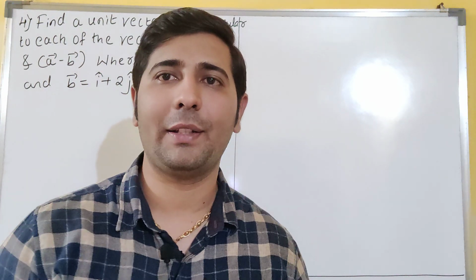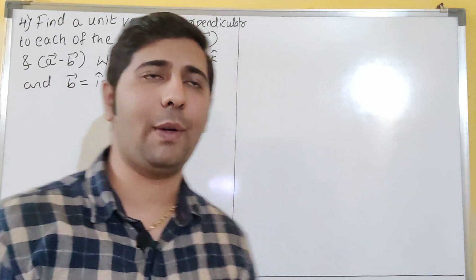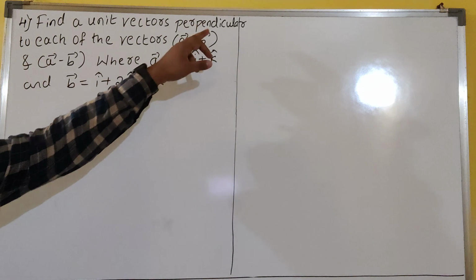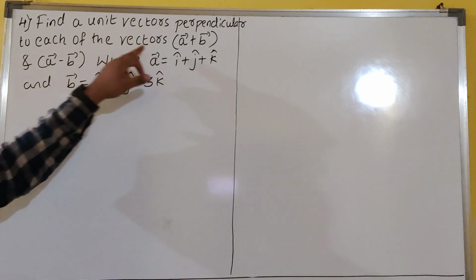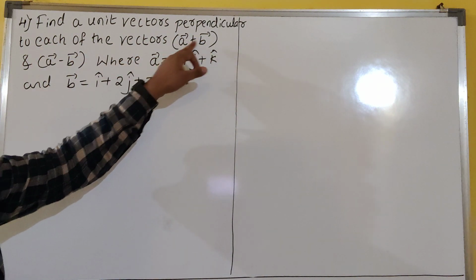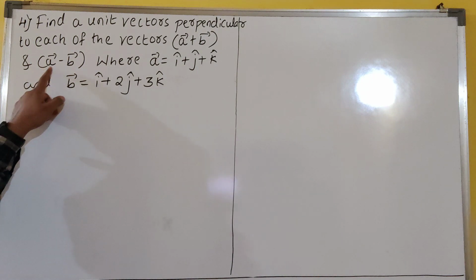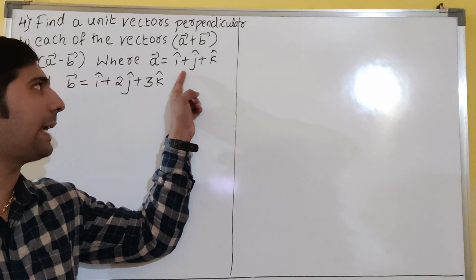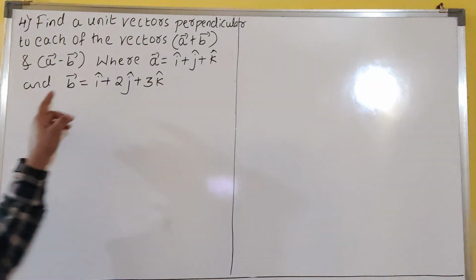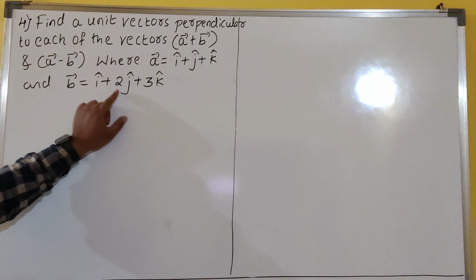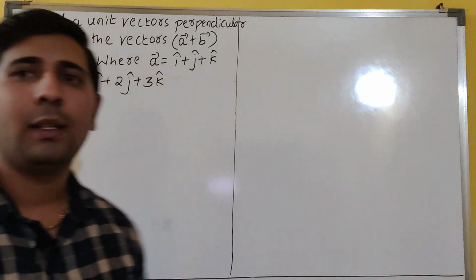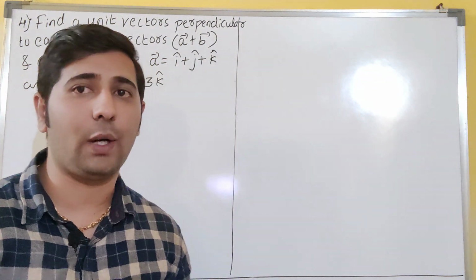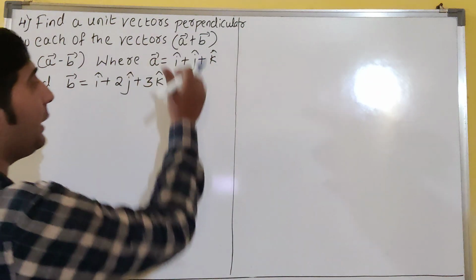Now let us solve the next question, dear students. Question number 4. Find a unit vector perpendicular to each of the vectors A plus B and A minus B, where vector A is equal to i cap plus j cap plus k cap and vector B is given as i cap plus 2j cap plus 3k cap. He has asked this question. We have to find a unit vector which is perpendicular.